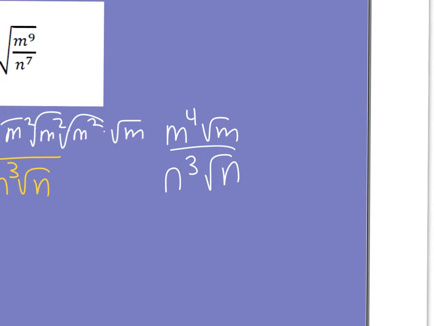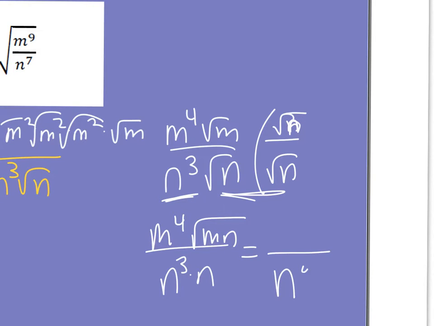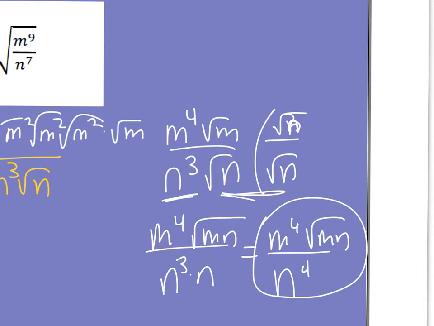So now all I'm rationalizing is this, the square root of n. So now on top I get m to the 4th square root of mn. On the bottom I've got n to the 3rd times another n, so that becomes n to the 4th. There's my final answer.